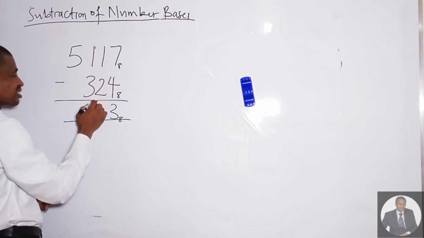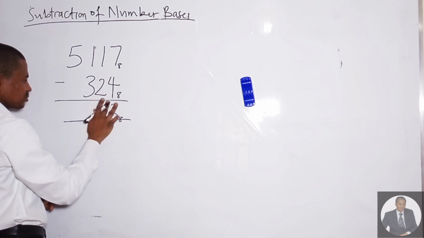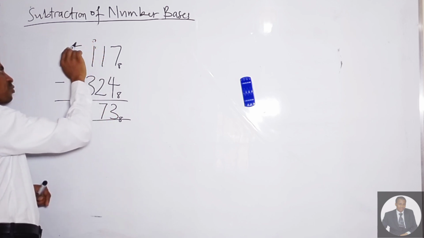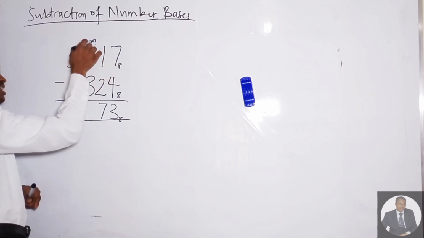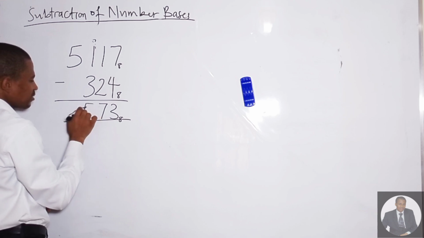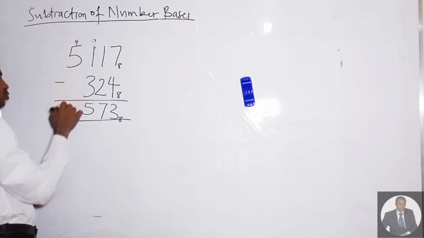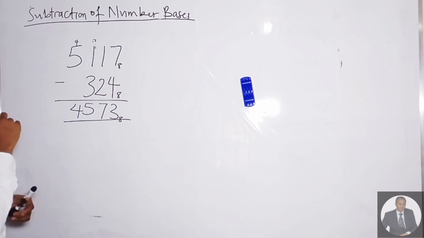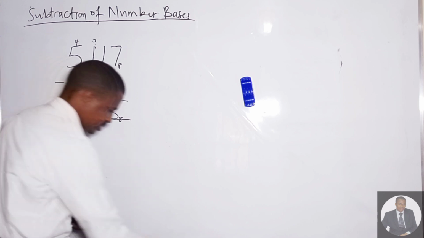9 minus 2, 7. Now this remains 0. So we take 1 from here to this 0. That one we take away from 5 will be 8. 8 plus 0, 8. 8 minus 3, 5. This will remain 4. So we put our 4. So our answer to this question will be 4573 base 8.